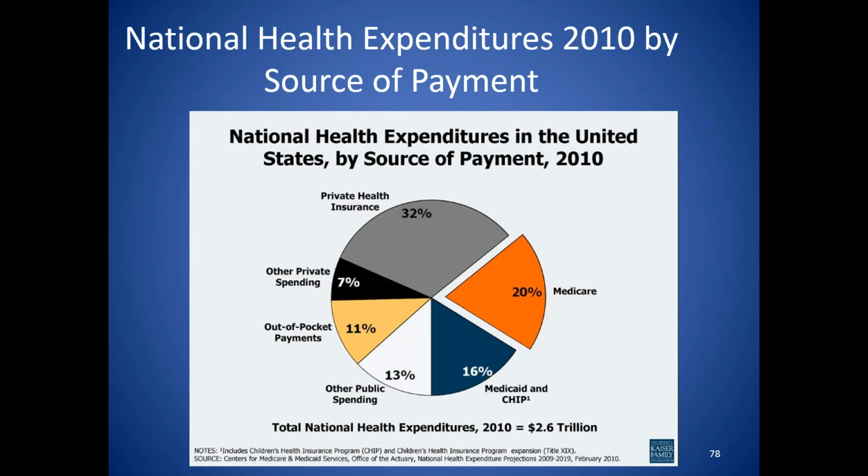As you can see, the largest share comes from private health insurance paying for services that are provided, followed by Medicare, followed by Medicaid programs, and then several other types of programs, including out-of-pocket expenses.